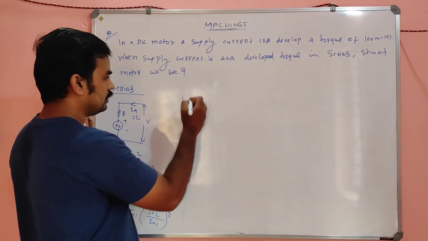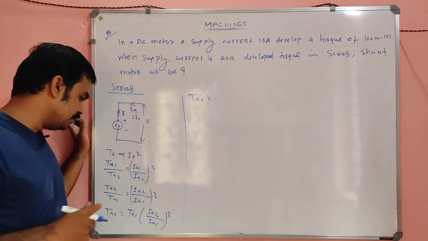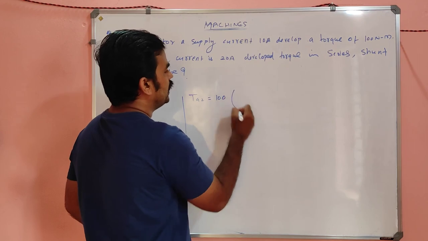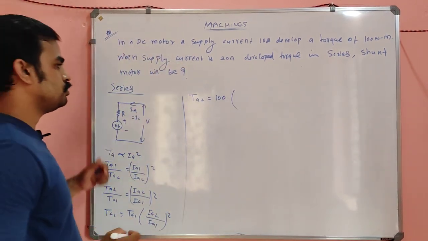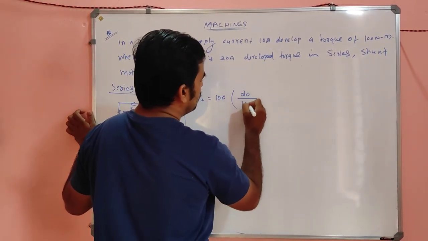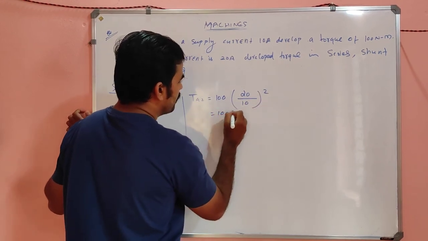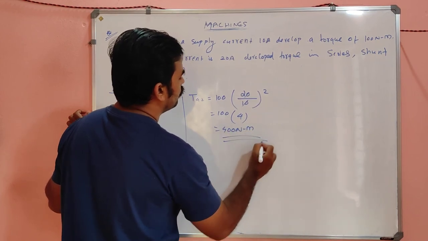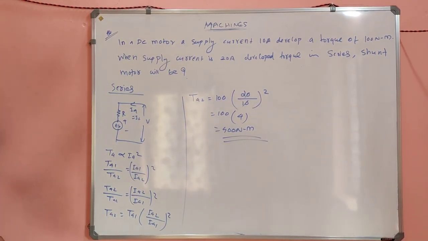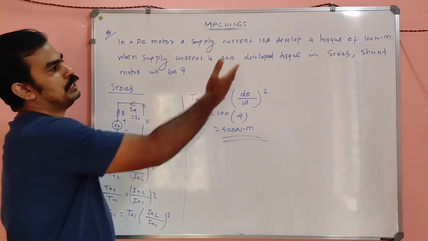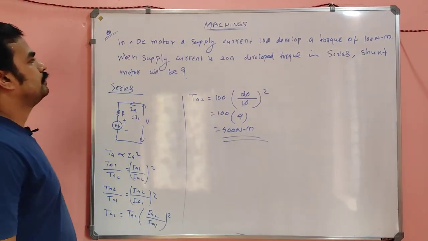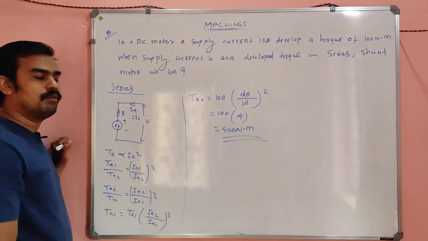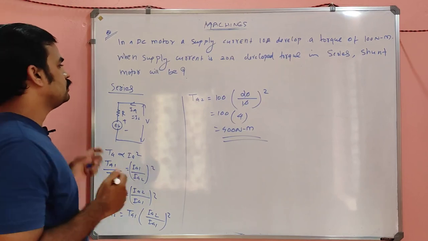Or I can say TA2 will be equal to TA1, which is given as 100 Newton meter, into IA2 by IA1, that is 20 by 10 square, so 100 into 4, 400 Newton meter is the answer, correct? See, all the data is already given, my dear. When the supply current is 20 ampere, this is 20, the same as the armature current, no issues there. That is for the series motor.